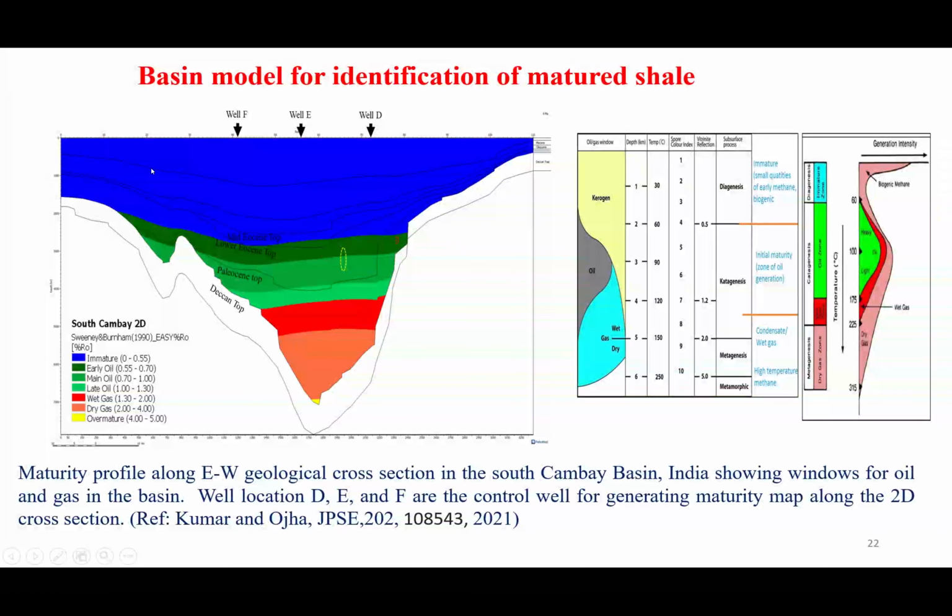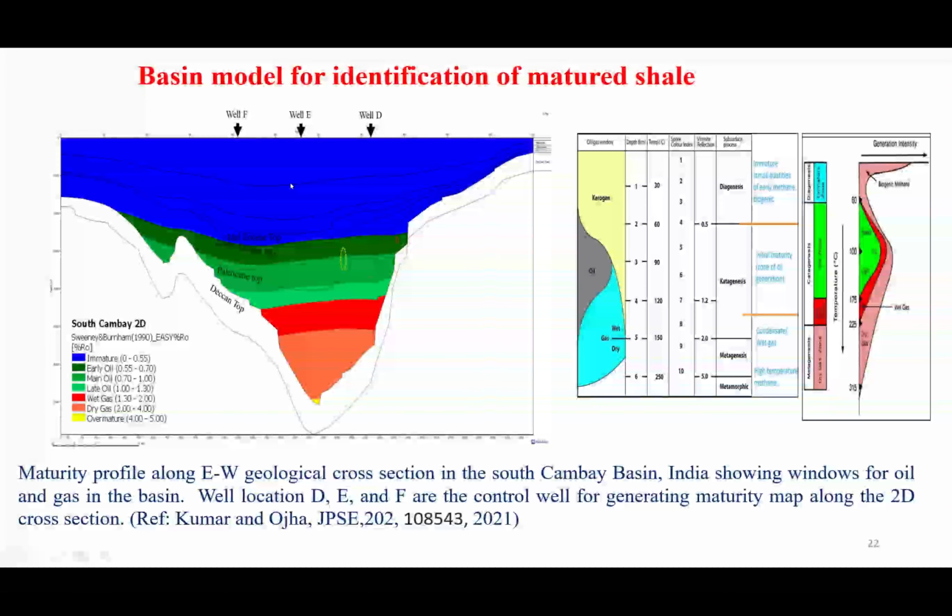If you look at the figure on the left side, this is a maturity profile along the Cambay basin. This evaluation was done by us. As you go deeper and deeper, the yellow one is the over-matured stage, the orange one is dry gas, the red one is wet gas and late oil, then early oil, and the blue one is the immature zone.